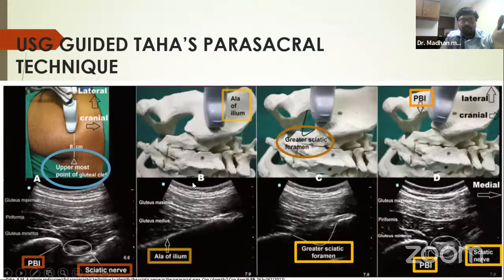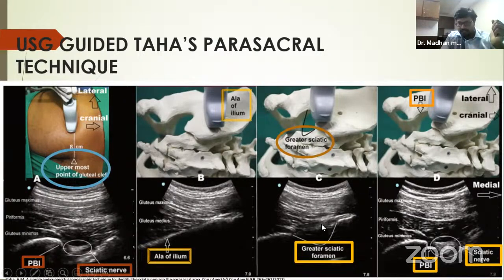Superficial to that will be the gluteal muscles, mainly the gluteus maximus. As they come down, gluteus medius will also come into the picture. And what you need to do is just move the probe from cranial to the caudal direction till you reach the greater sciatic foramen. How to identify the greater sciatic foramen? Once you come, you will get a discontinuity in the line. Okay, so here you get a continuous line formed by the ilium. Here there is a discontinuity or break in the line, so it will be the greater sciatic foramen.